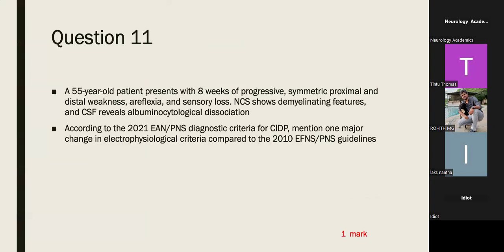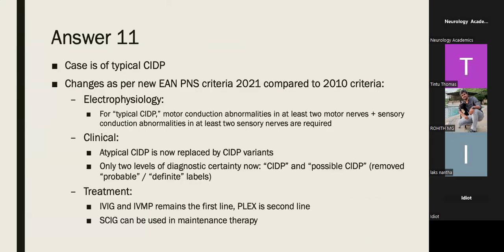The next question was again of a patient who presented with an 8-week history of progressive symmetric proximal and distal weakness, areflexia, and sensory loss. NCS showed demyelination, CSF showed albuminocytological dissociation. Diagnosis would be CIDP. Mainly, the question concentrated on the changes made from the 2010 to the 2021 criteria. There were many changes with respect to electrophysiology, clinical features, and therapeutics.